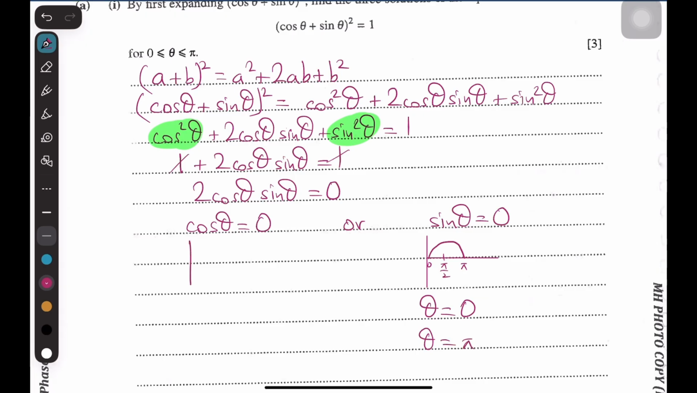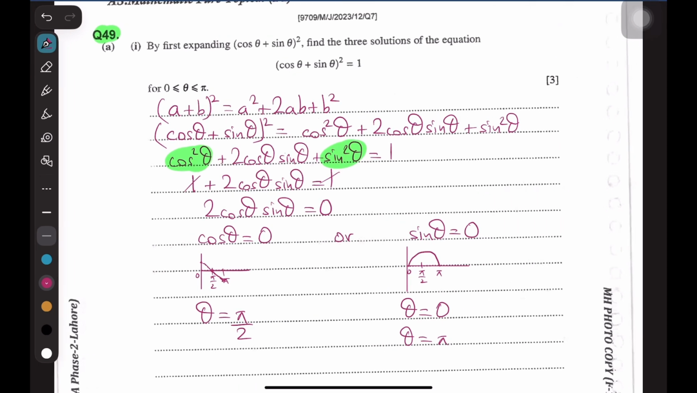For cos theta, let's do something similar. So the cos theta graph starts at 1. So if we draw pi by 2, this is 0. So it starts at 1, then it goes to 0, and then it goes to negative 1. So it's something like this, right? Or in fact, let me try to draw it a bit better. Something like this. So we can see that it's 0 at pi by 2. So theta equals pi by 2 is when cos theta is 0.